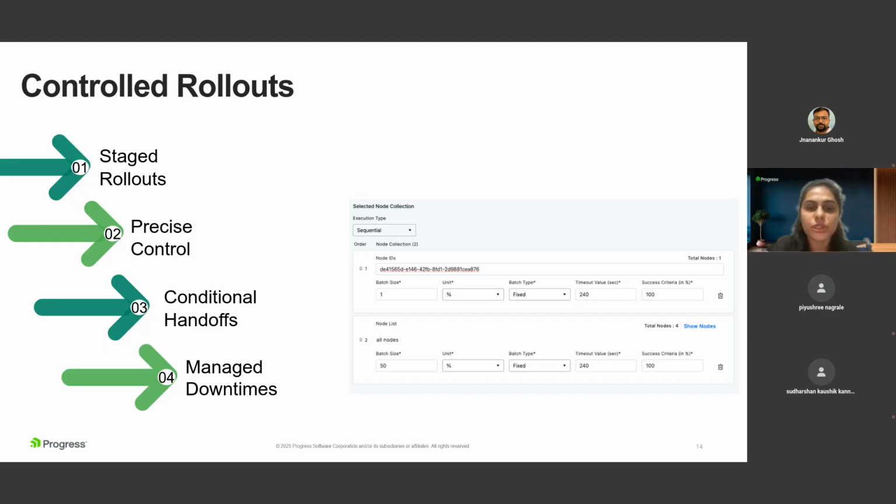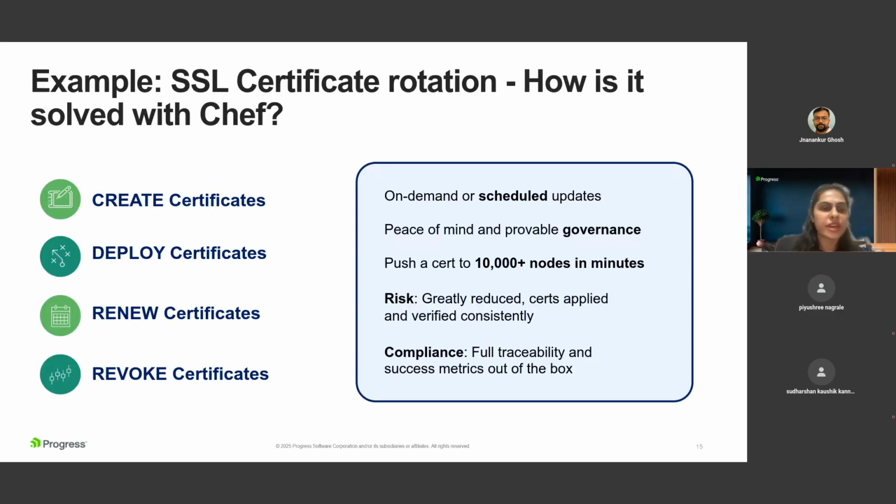And with managed downtimes, you can schedule deployments during your low traffic periods, minimizing disruption to business. This approach helps prevent outages and ensures business continues, giving teams confidence in every rollout. So let's take an example of SSL certificate rotation and see how Chef helps us navigate through this complex problem.